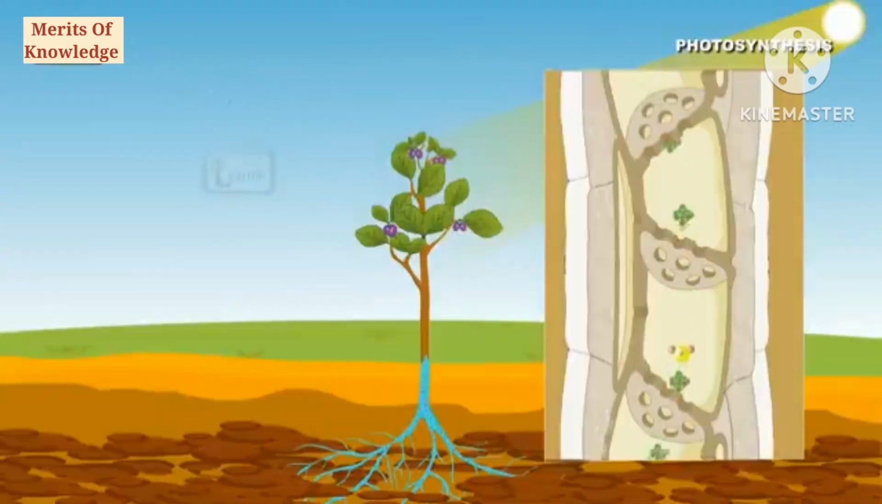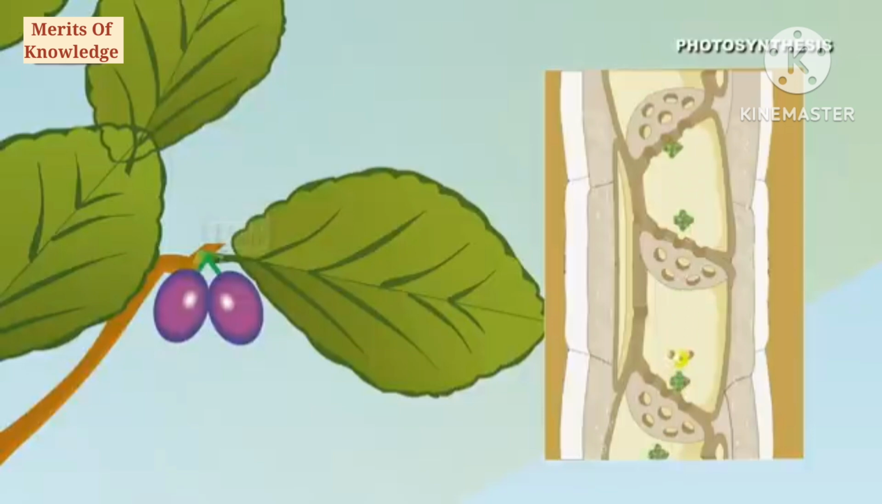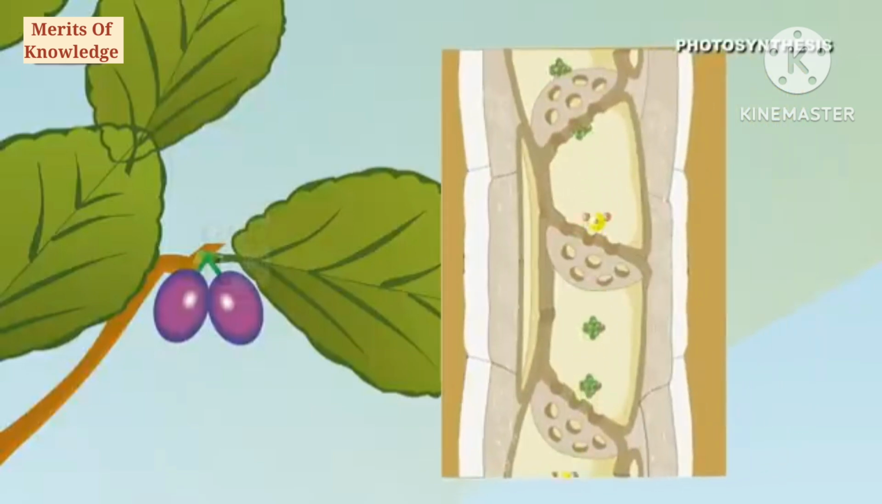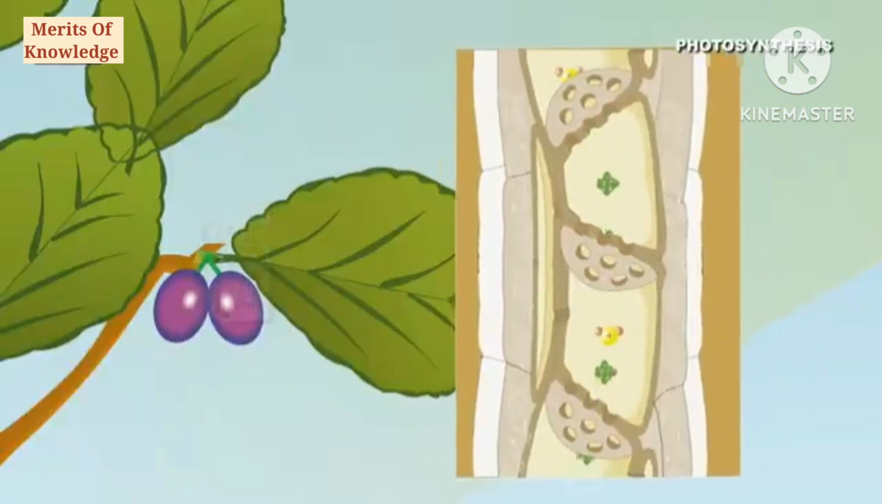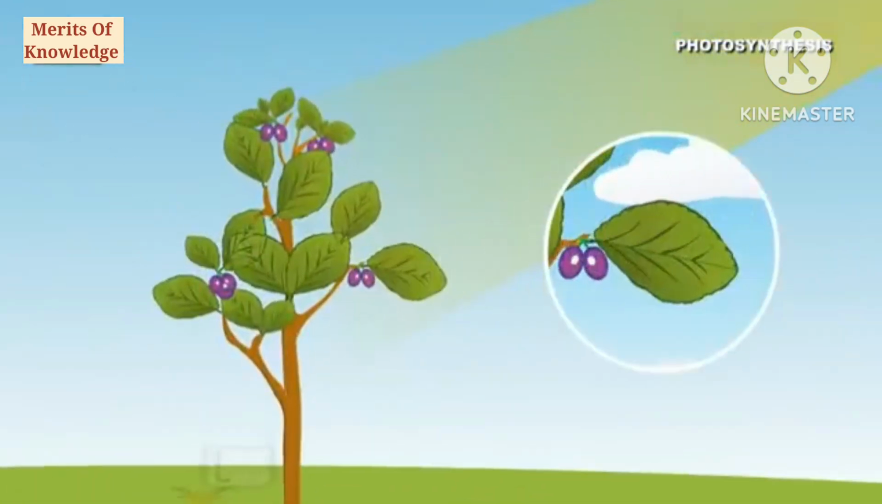The xylem is spread throughout the different parts of the plant, including the stem, branches, and all the way up to the leaves. The xylem transports vital nutrients to the entire plant. It acts like our blood vessels in the human body. These will help in transportation of water and other nutrients.